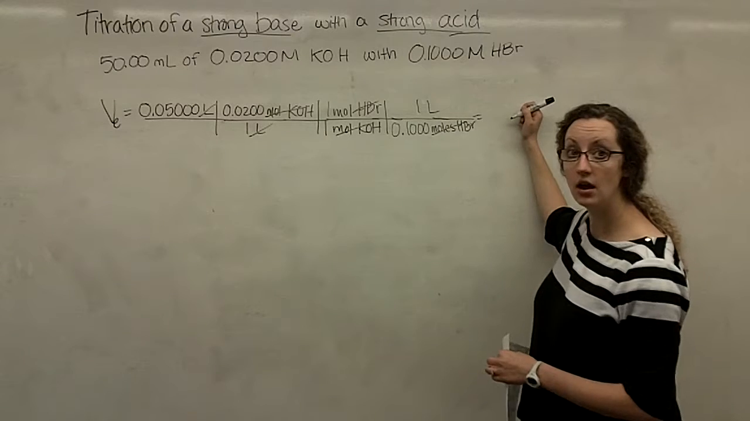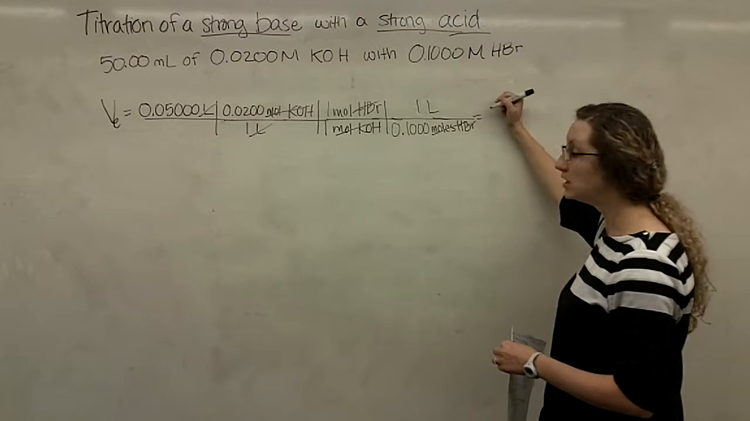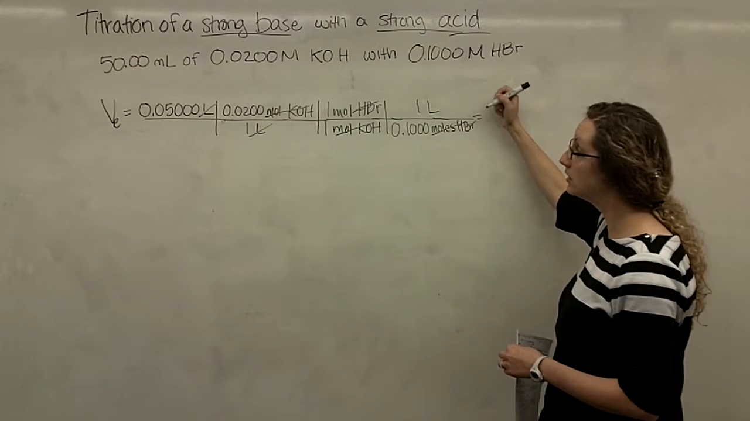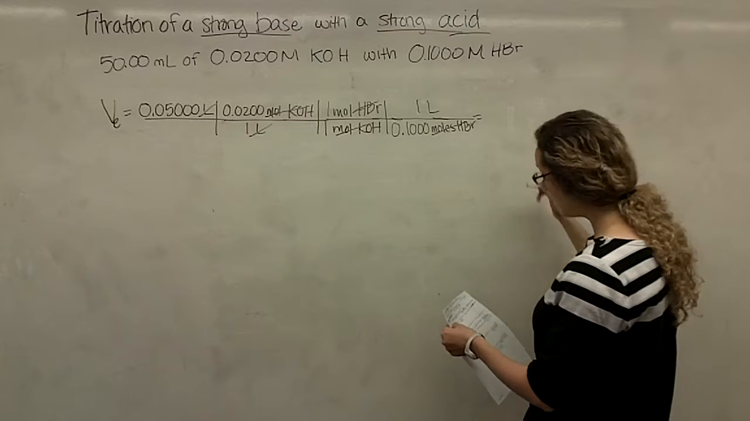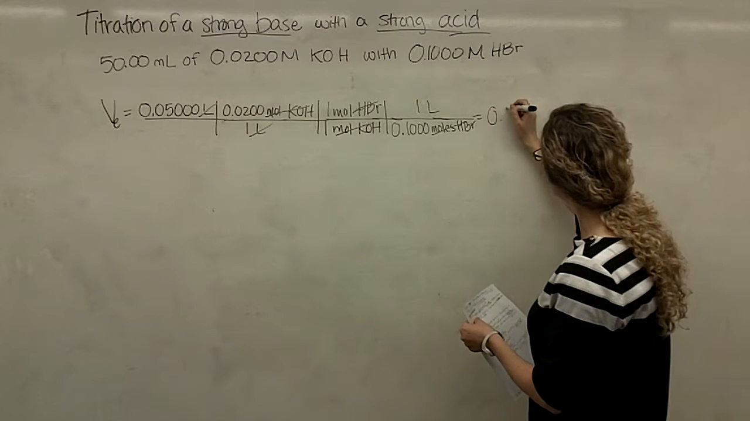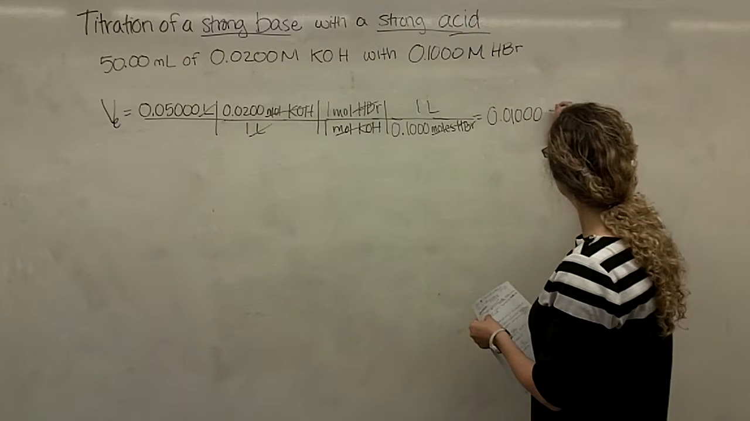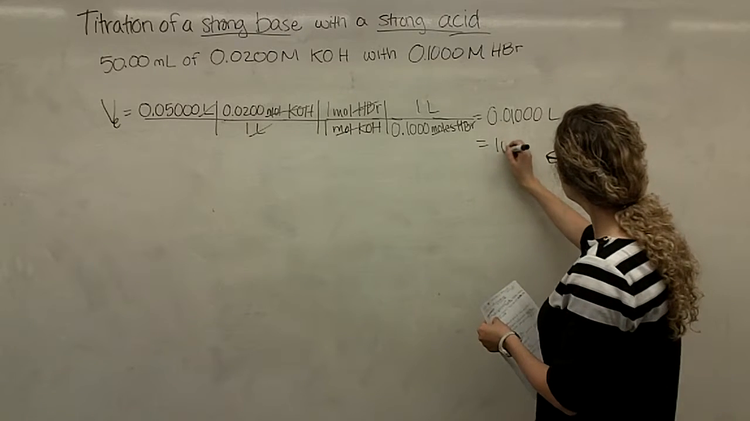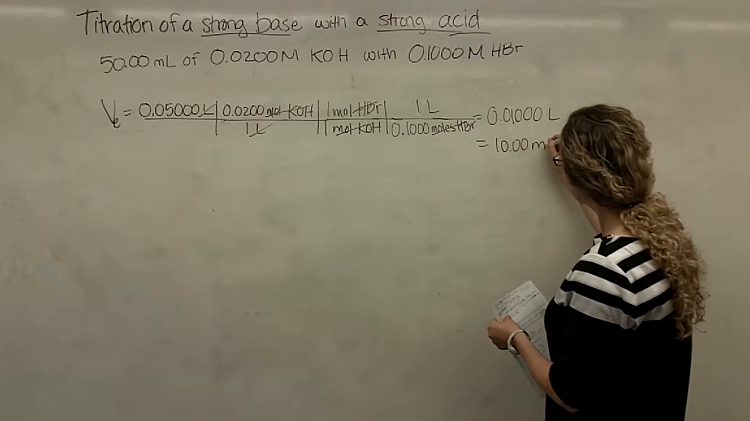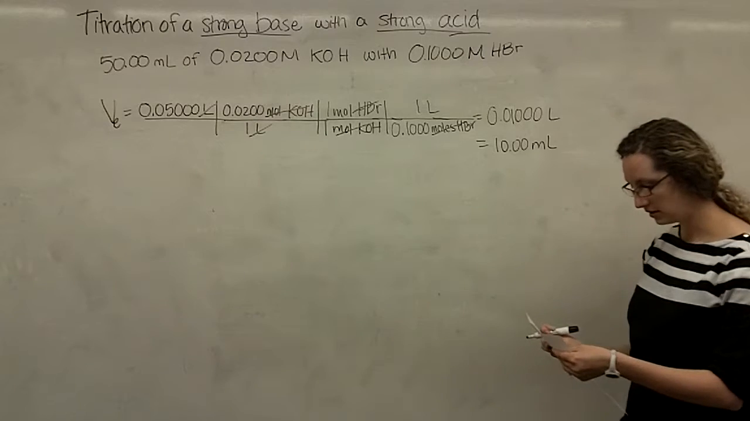Now what we'll get are the liters of the HBr required to react fully with the amount of base that we have. And you should get 0.0100, which is 10 milliliters.